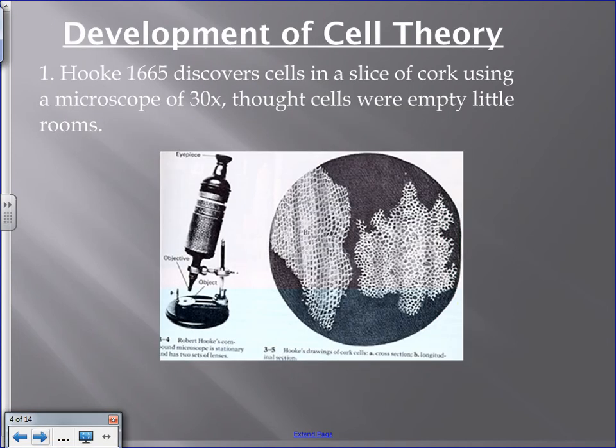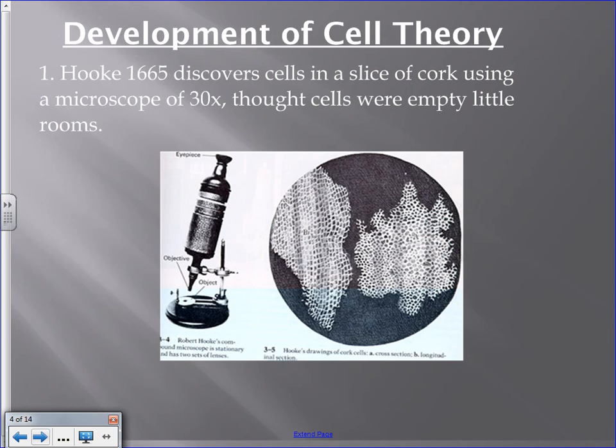All right, the important people and what they did. Hooke, 1665. Like so many great scientific discoveries, this was also an accident. Hooke is a physicist. Unfortunately, he's probably, to his chagrin, known as the guy who discovered cells. But he was a physicist.